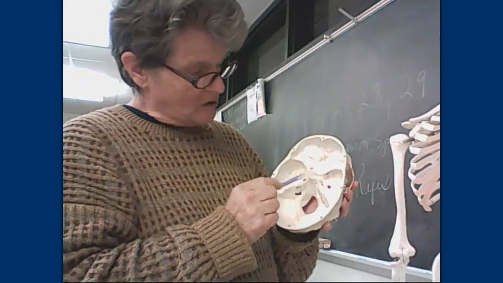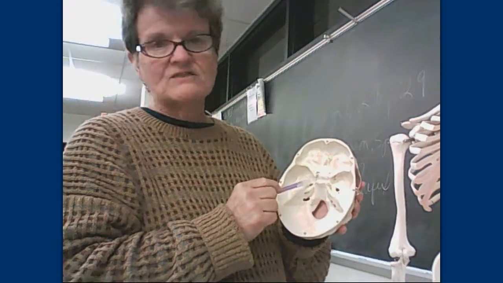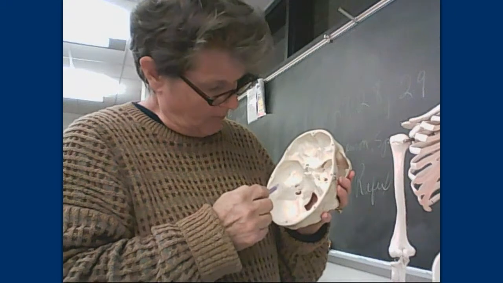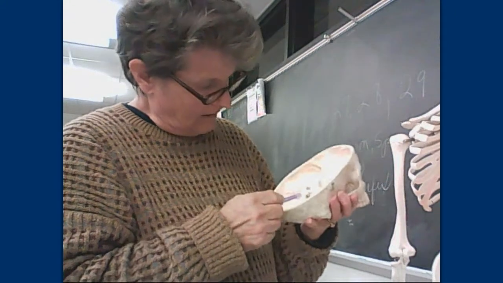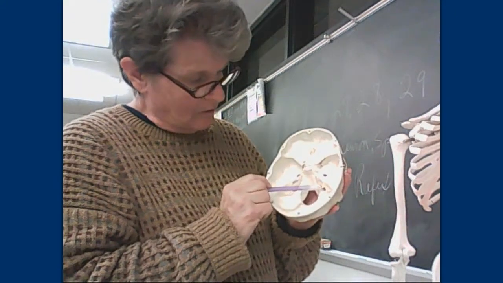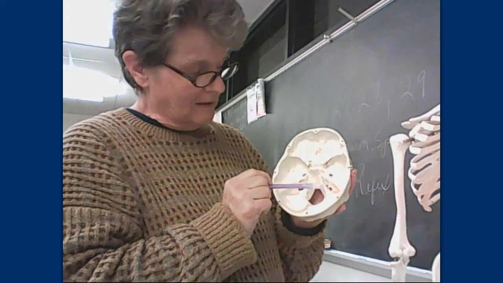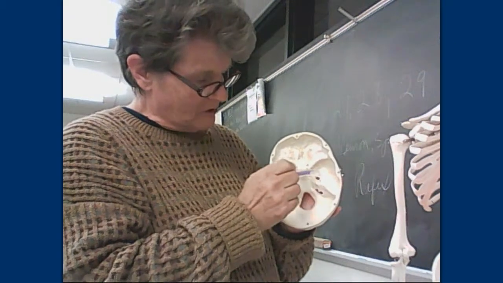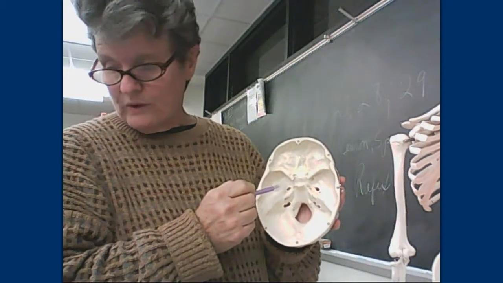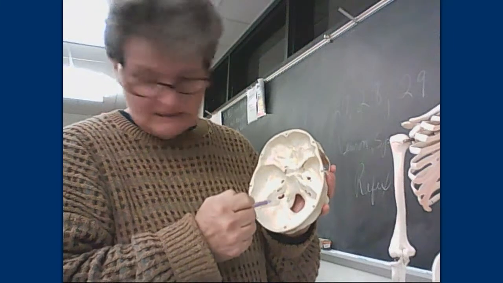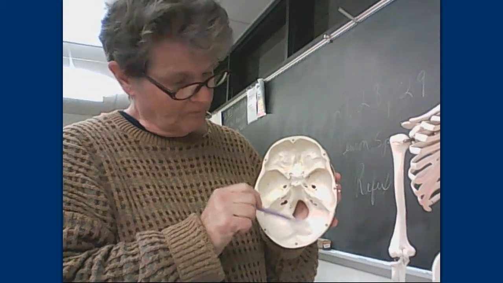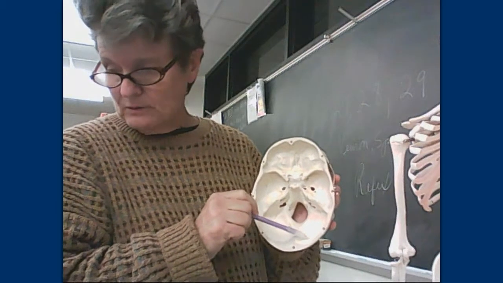This butterfly-shaped area is called the sphenoid bone. Here is the temporal bone. And if you follow through, there's that external acoustic meatus. And right here, in that butterfly shape, would be the sphenoid, and then the temporal, and then back here the occipital. Okay, the occipital.